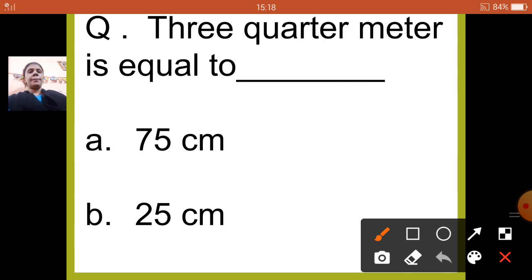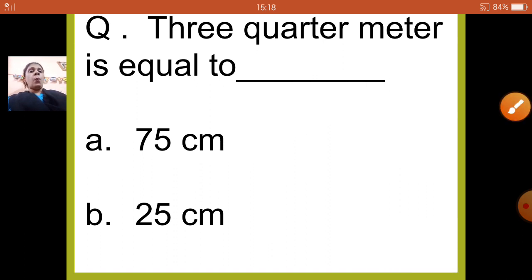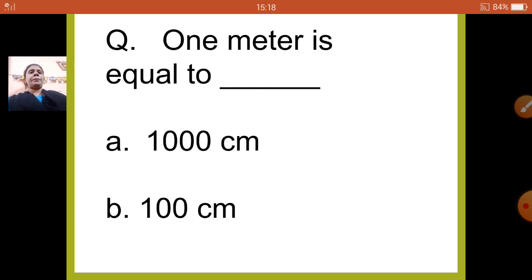Yes children, option A, 75 centimeter. Why? Because 3/4 is 75 centimeter, 1/4 is 25 centimeter, half is 50 centimeter, and 1 meter is 100 centimeter.